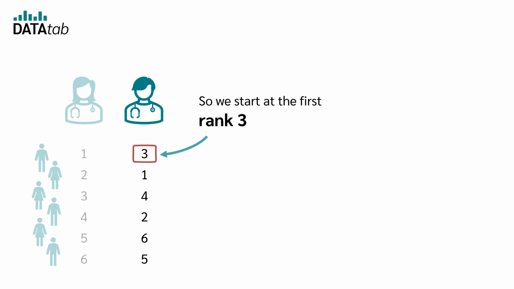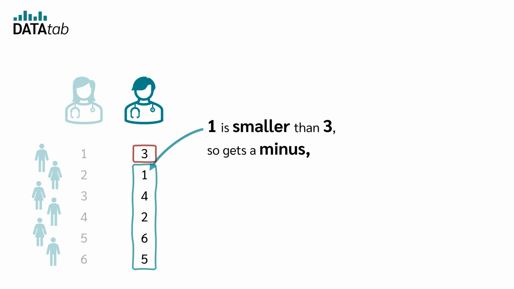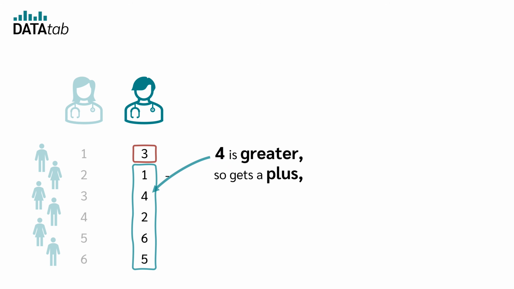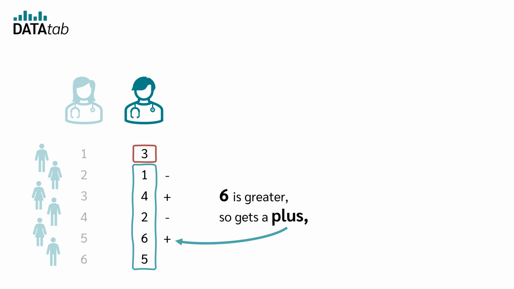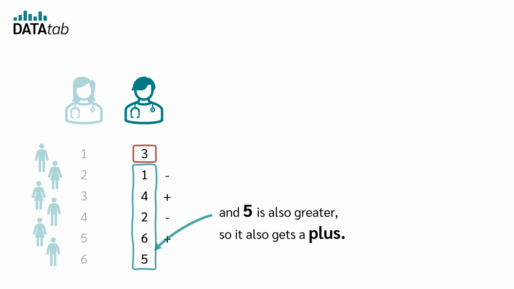So we start at the first rank, 3. 1 is smaller than 3, so it gets a minus. 4 is greater, so it gets a plus. 2 is smaller, so it gets a minus. 6 is greater, so it gets a plus. And 5 is also greater, so it also gets a plus.